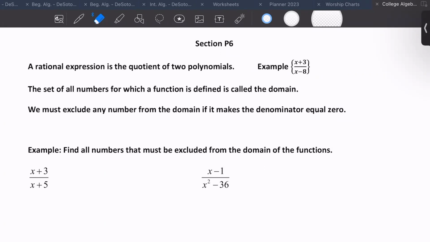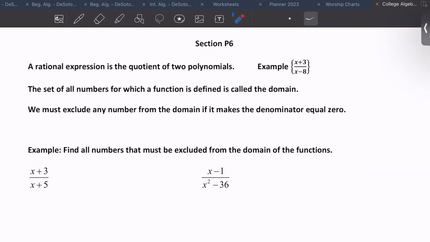Let's get started on section P6. Okay, so this is talking about rational expressions. We're going to talk about domains and simplifying expressions. A rational expression is just the quotient of two polynomials. All right, here's an example of that. You just have one polynomial over another one, no big deal.